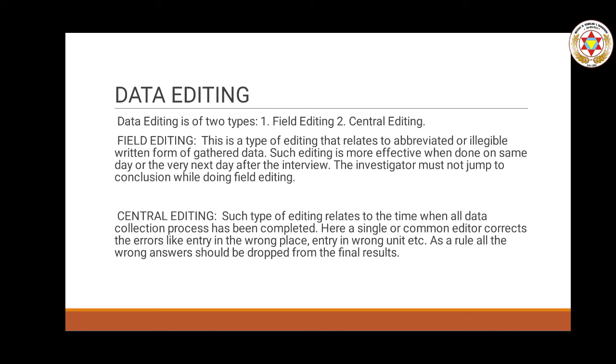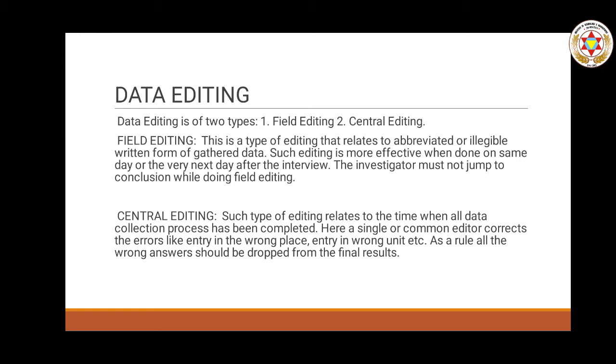Now next is central editing. Central editing is a type of editing that relates to the time when the whole data collection process has been completed. Here a single or a common editor corrects errors like an entry in a wrong place, an entry in a wrong unit, or an entry recorded in months when it should be recorded in weeks, like that. As a rule, all the wrong answers should be dropped from the final result.